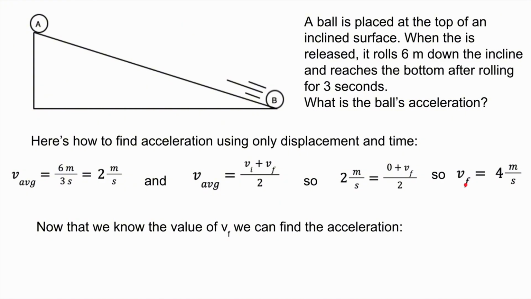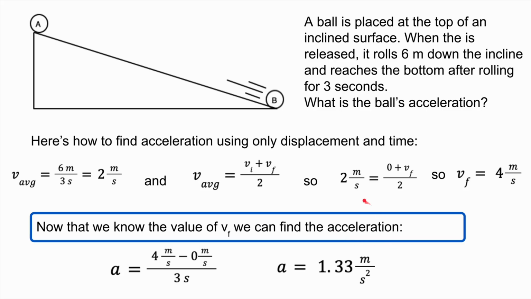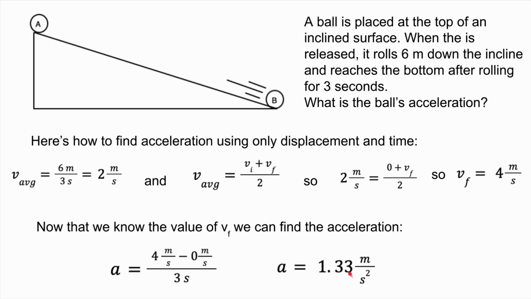Once I know the final velocity, which in this case is 4 meters per second, I can now find the acceleration because I know it took 3 seconds to go from 0 to this, and I can see that my acceleration would be 1.3 meters per second squared. Sorry for that amateur mistake I just made.